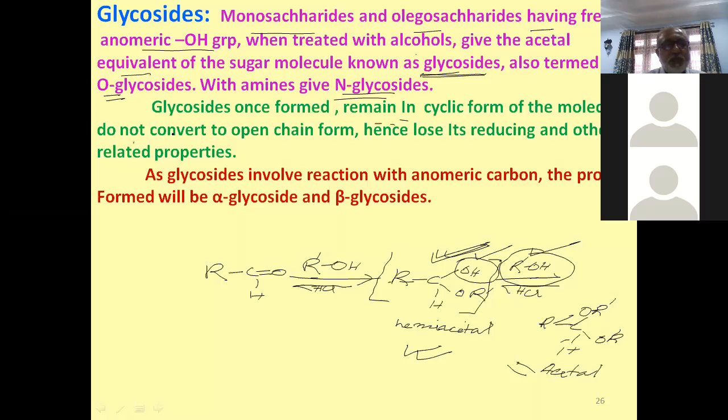Now, what is next written? The glycosides once formed remain in cyclic form of the molecule and do not convert to the open chain form.